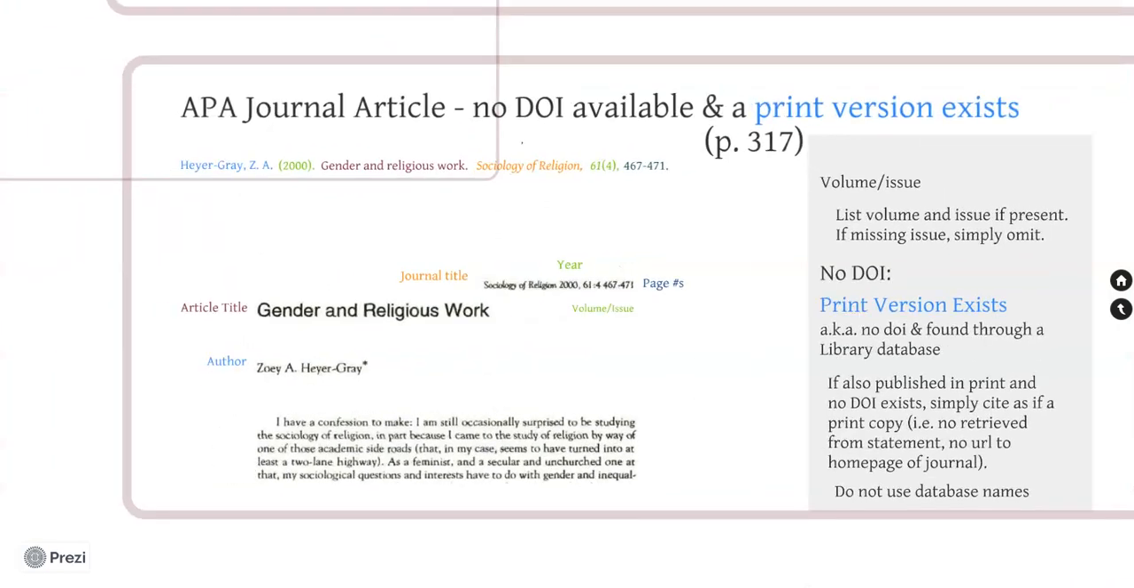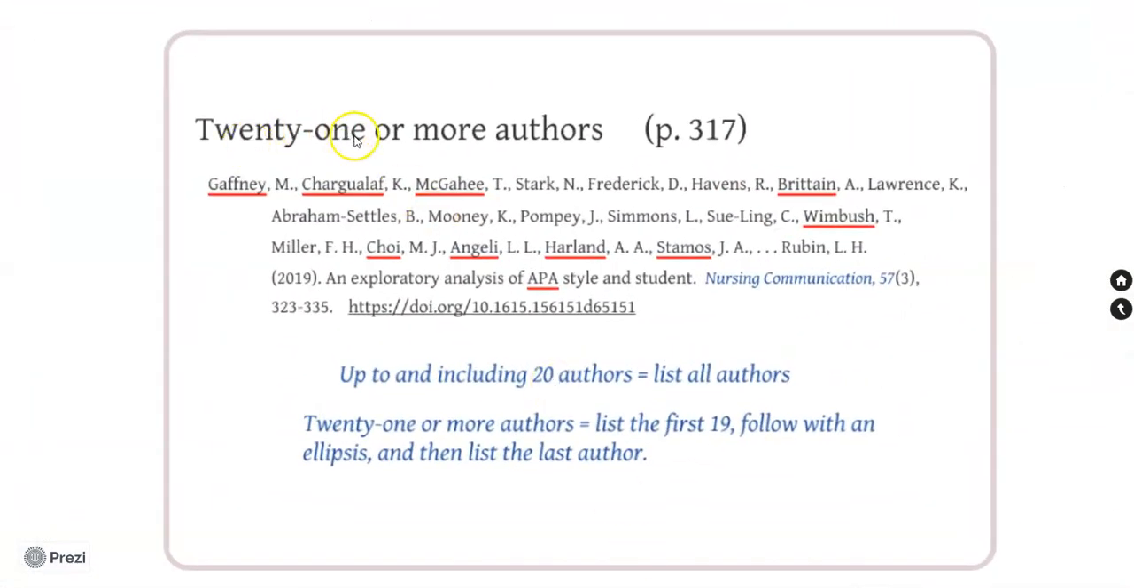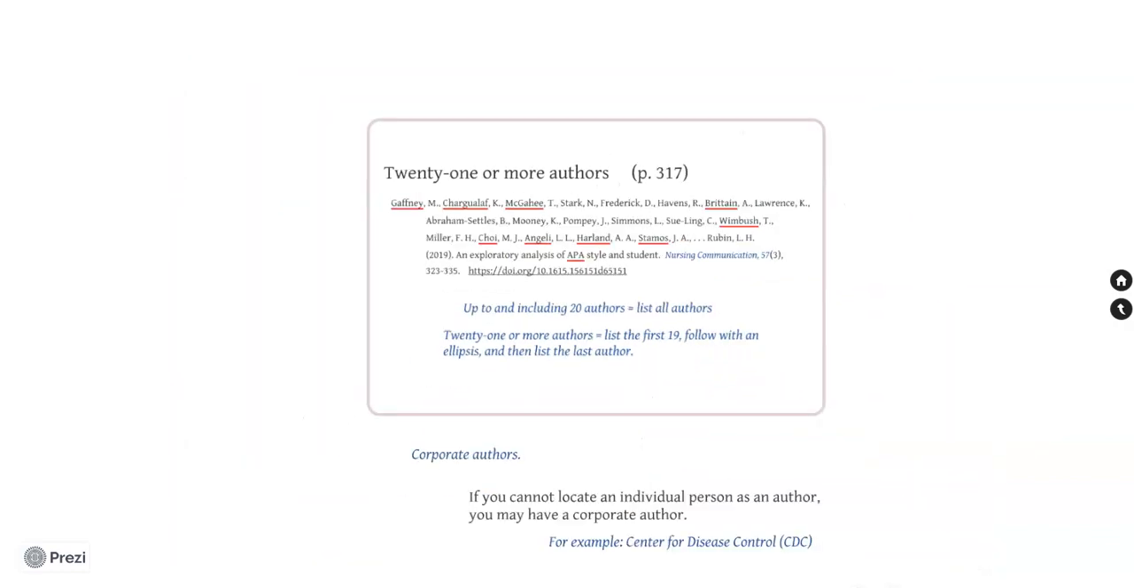Now, there is a circumstance where if you have 21 or more authors in a citation, there's something special that you do. A lot of times in medical literature, everybody and their cousin will be an author on a paper. So, and this is on page 317, up to and including 20 authors, you will list all of them. Now, if you have 21 or more authors, you will list the first 19, followed with an ellipsis, which is this ... here, and then you list the very last author. And if you ever end up publishing an article, please don't be the 25th author. Unless you're the last author, don't be the 25th author on a paper, because your name will never be seen. Okay, so 21 or more authors.